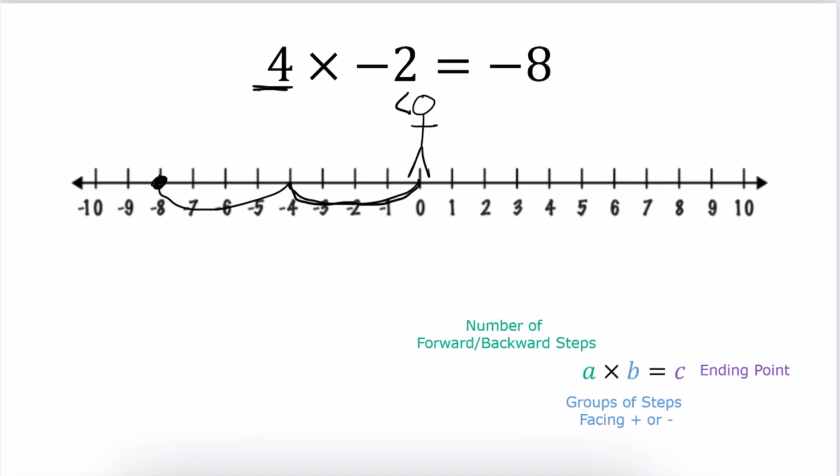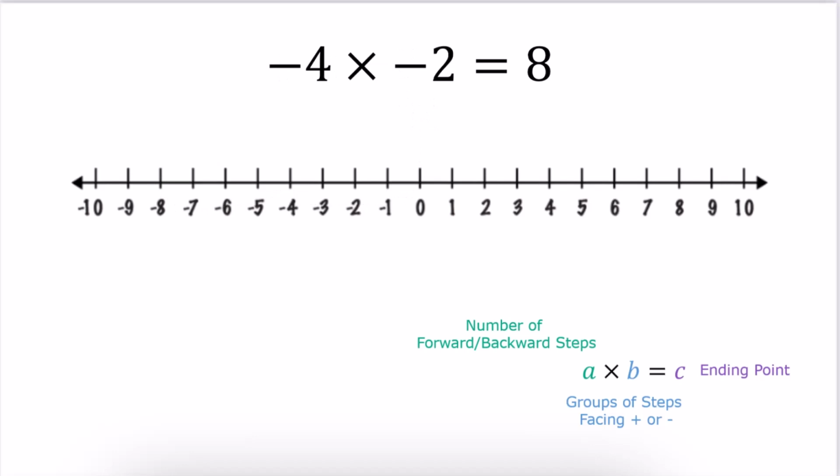And then lastly, if I have negative 4 times negative 2, the negative 2 tells me I'm going to be facing in the negative direction. And I'm going to take two groups of steps, and the negative 4 tells me those groups of steps will include 4 steps backwards. So I take 4 steps backwards, and then another 4 steps backwards, and that puts me at positive 8. And so that shows me that negative 4 times negative 2 equals positive 8.